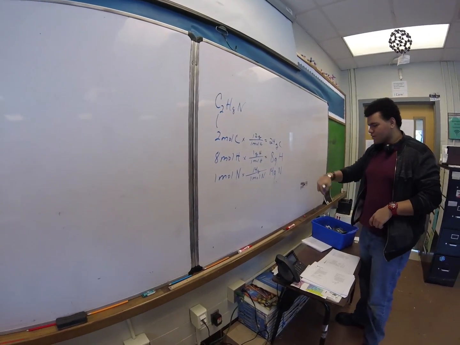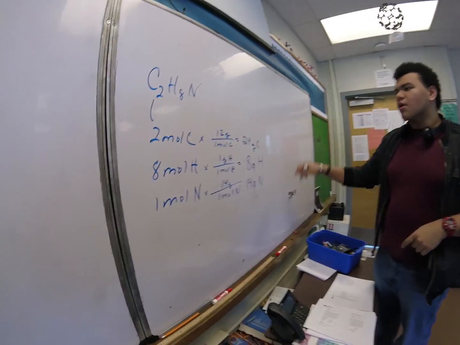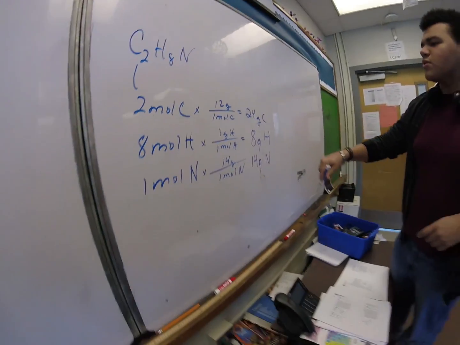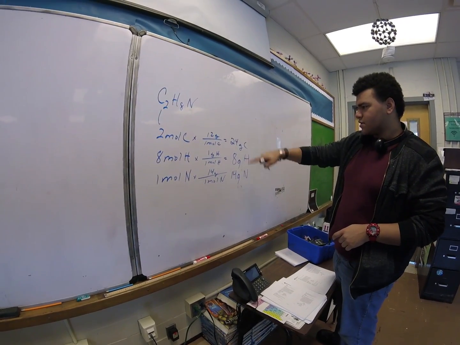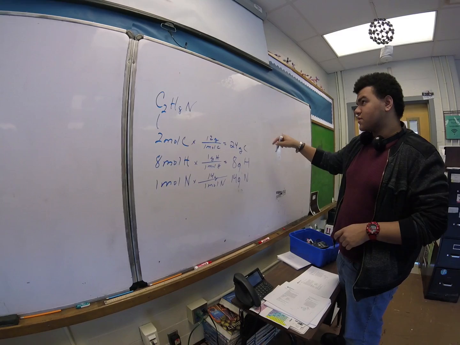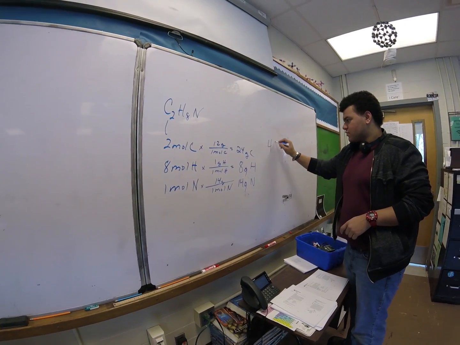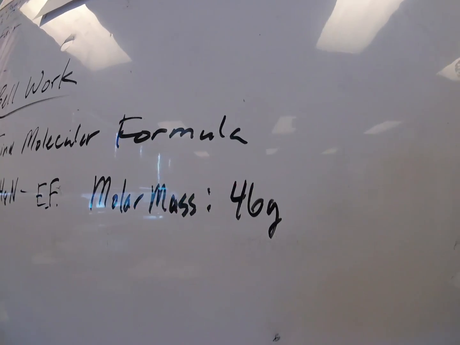And then you divide by the smallest one. No, you're going to add all those up because you're dealing with the molar mass here. Oh, okay, we're doing molar mass. Okay, so that's 38. This is 38. That's 46. Very good. So they've given us a molar mass of 46.